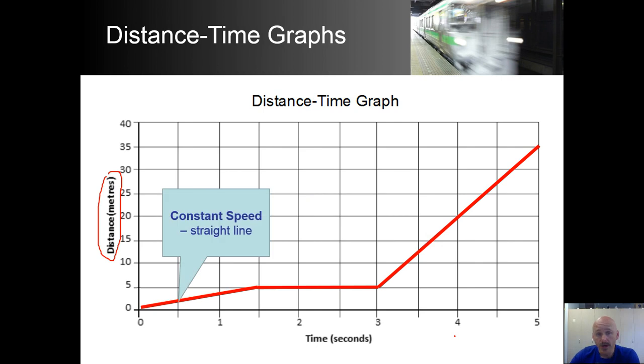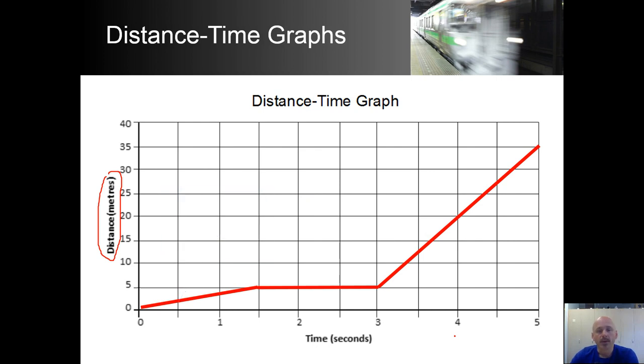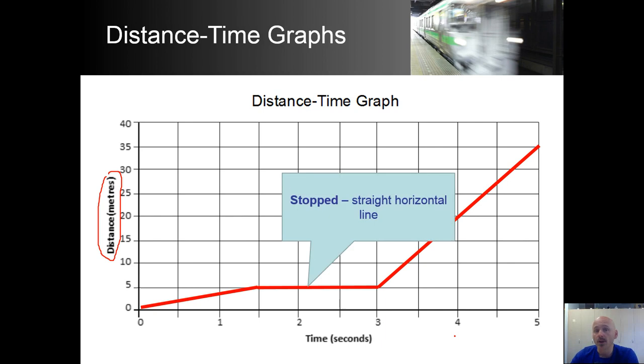Whenever you have a straight line, this tells you that you've got constant speed. The first part of this graph, we've got constant speed. There's a straight line. The second part of the graph, still a straight line, so there's a constant speed, but because it's horizontal, there's no change in distance, which means the object isn't moving, so it's stopped.